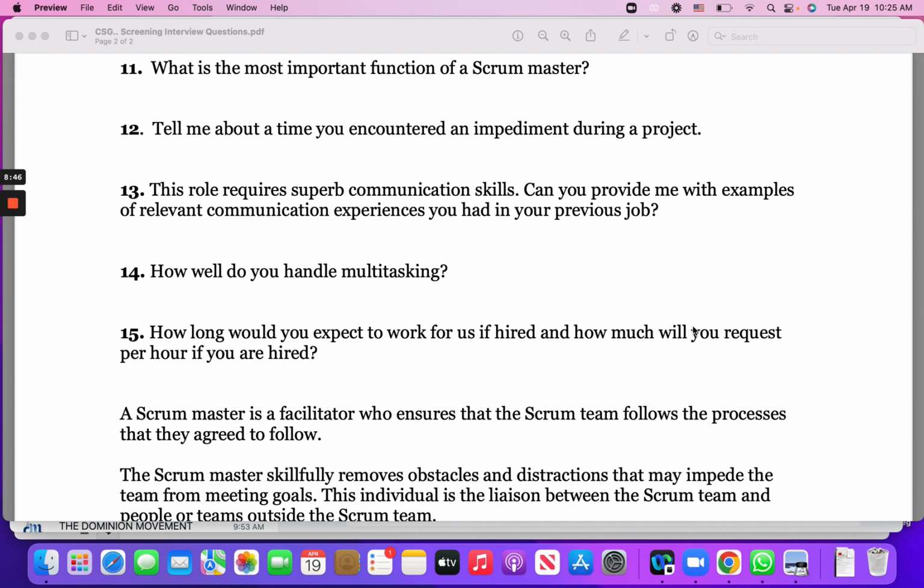And 15 says, how long would you expect to work for us if hired, and how much will you request per hour if you are hired? Now, this is a tricky question. As long as you are open to it, I like a permanent position because it gives me the flexibility to learn and grow. As per the hourly rate, I'm definitely open to what you're offering. My biggest goal is to look for a competitive position. So if you have a competitive position, I'm willing to work with that.